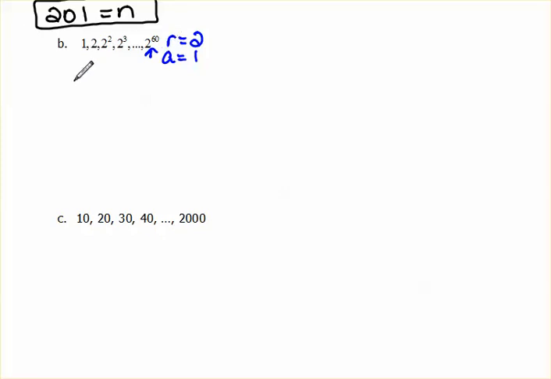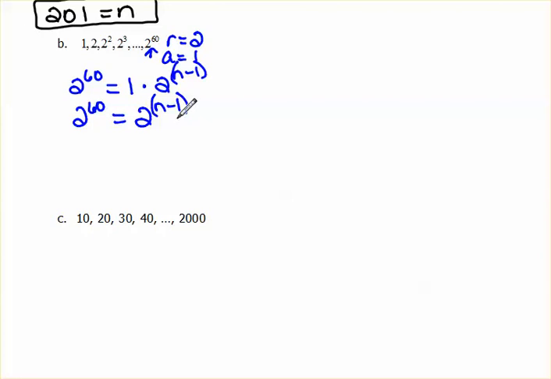So if we say, okay, 2 to the 60th will equal a, which is 1, times r, which is 2, to the n minus 1 power. Well, 1 times anything is itself. So that means 2 to the 60th equals 2 to the n minus 1.